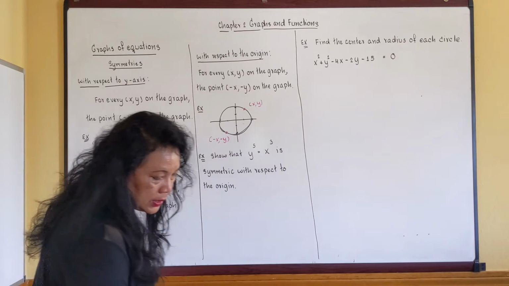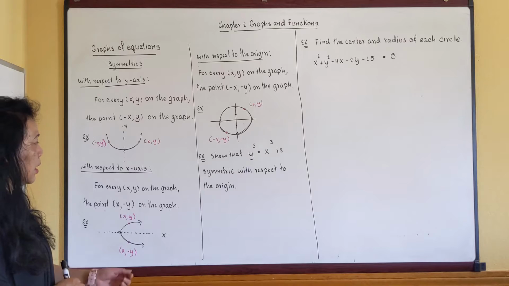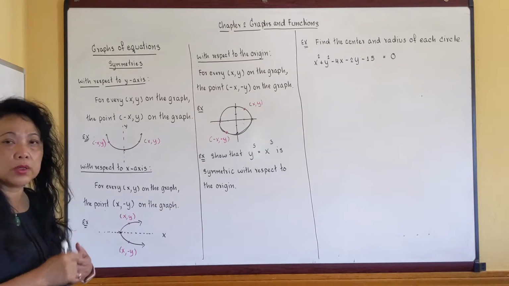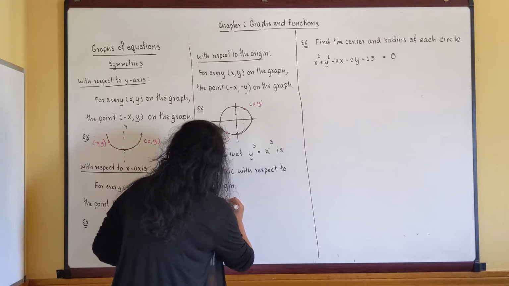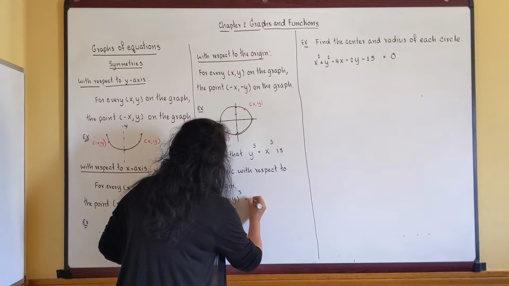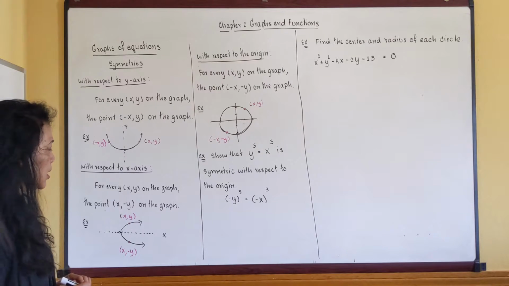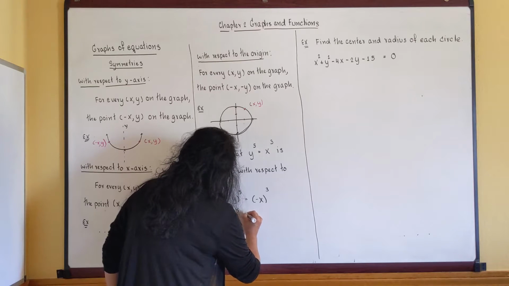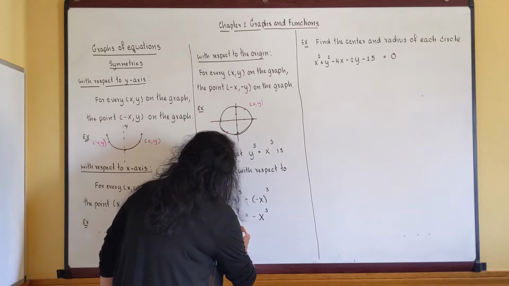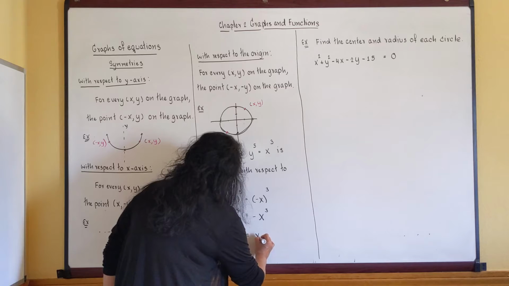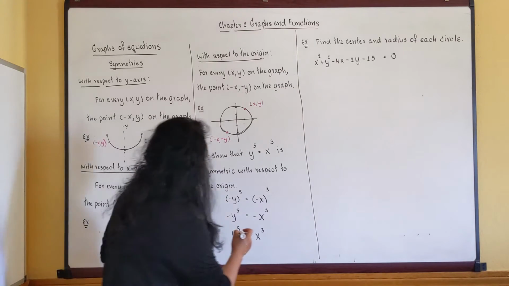Now, how would you show that in a mathematical way? If I want to show that y to the fifth equals x to the third is symmetric with respect to the origin, I'm going to replace all the y by -y and all the x by -x and show that it is the same as the original one. So let's do that. I'm going to have (-y) to the fifth equals (-x) to the cube. Because it's raised to an odd exponent, I'm going to have -y to the fifth equals -x to the cube. Now I'm going to multiply every term by -1. If I multiply everything by -1, I have y to the fifth equals x to the cube. So it's the same as the original one. So it's symmetric with respect to the origin. Yes, I just showed it.